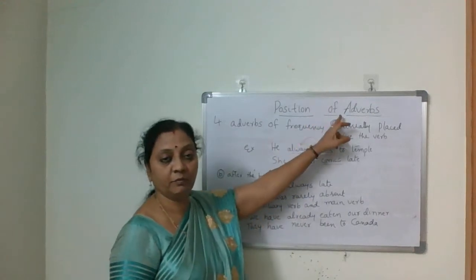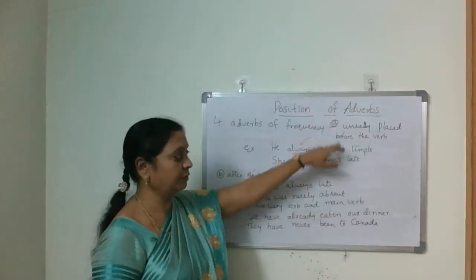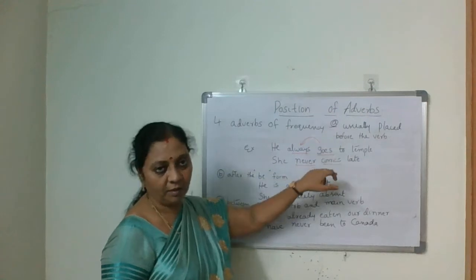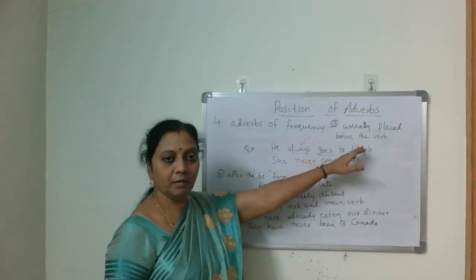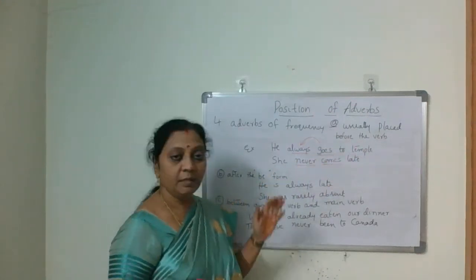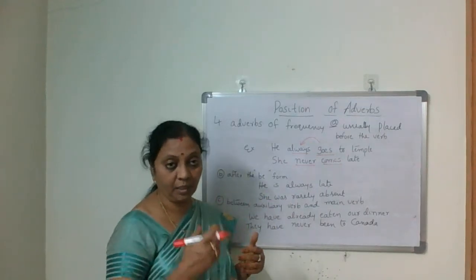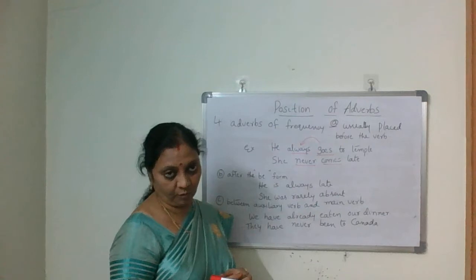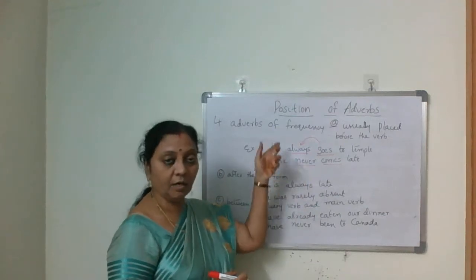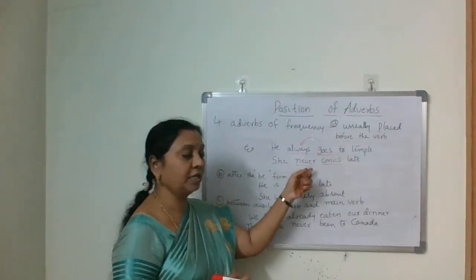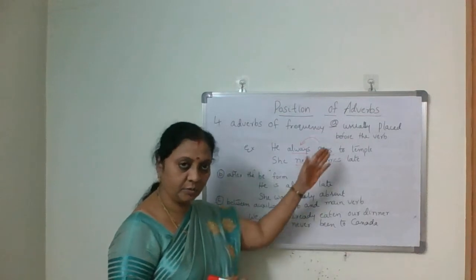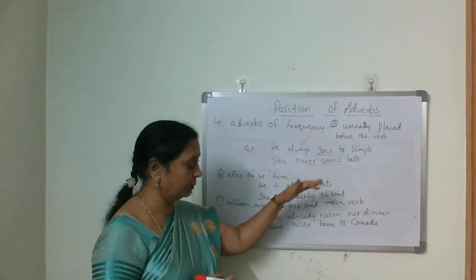So adverbs of frequency, in three forms we use. First, it is placed before the verb. He always goes to temple. She regularly goes to school. She never comes late. So here we are using them before the verb.